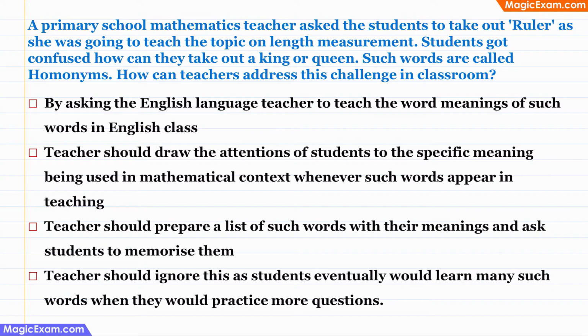A primary school mathematics teacher asked the students to take out the ruler as she was going to teach the topic on length measurement. Students got confused as to how they can take out a king or a queen, because such words are called homonyms. How can teachers address this challenge in the classroom? Now, there are two different concepts that we are talking about. One is ruler as in a scale, and the other is ruler as the person who's ruling, that can be a king or a queen. So they sound similar, they are homonyms, but depending on the context, their meaning is completely different, even though their spelling is also the same, right?